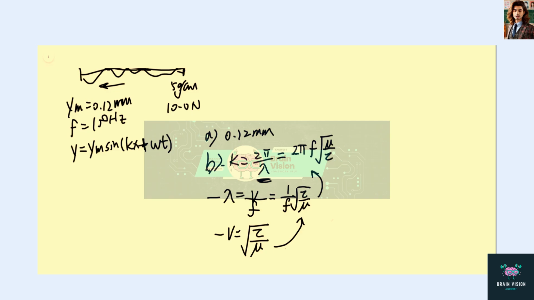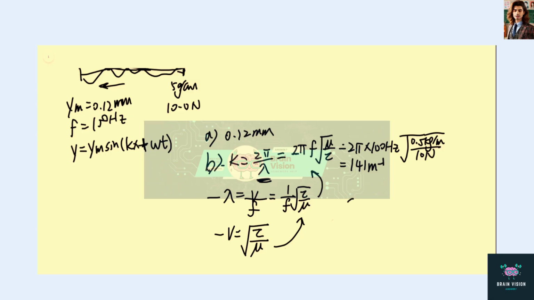Okay, and now I can plug in the numbers. It equals 2 pi times 100 hertz times the square root of 0.5 kilogram per meter over 10 newtons, which is 141 per meter. So that is part B.